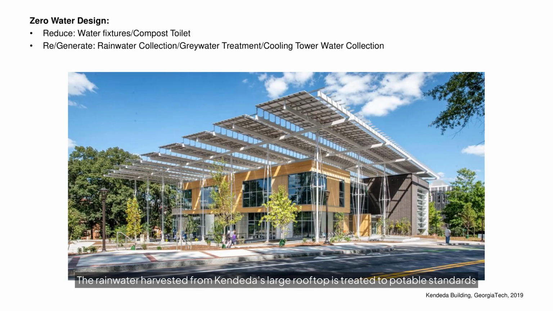The rainwater harvested from Kendeda's large rooftop is treated to potable standards and used throughout the building, while greywater from sinks is filtered through a constructed wetland. Even condensation from mechanical systems or cooling towers is reclaimed. This slide shows the Kendeda building's roof and cisterns, illustrating how a mid-size educational building can achieve net zero, even net positive water by combining aggressive demand reduction with multiple reuse loops.